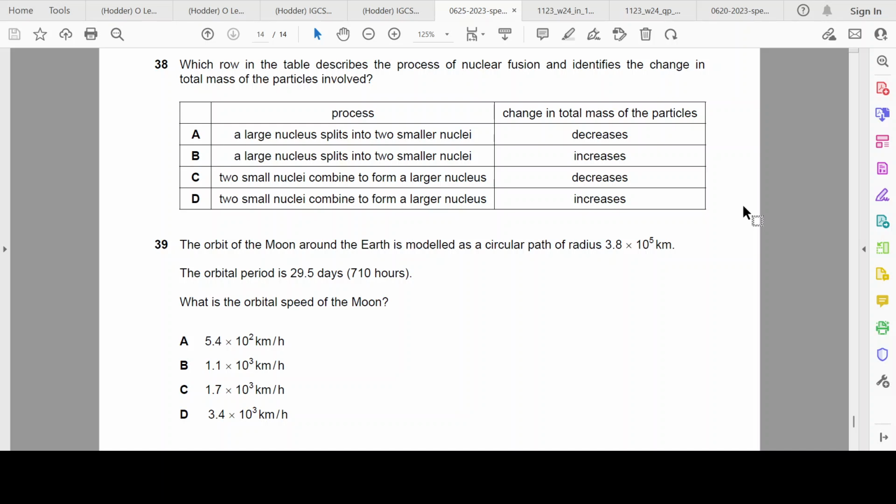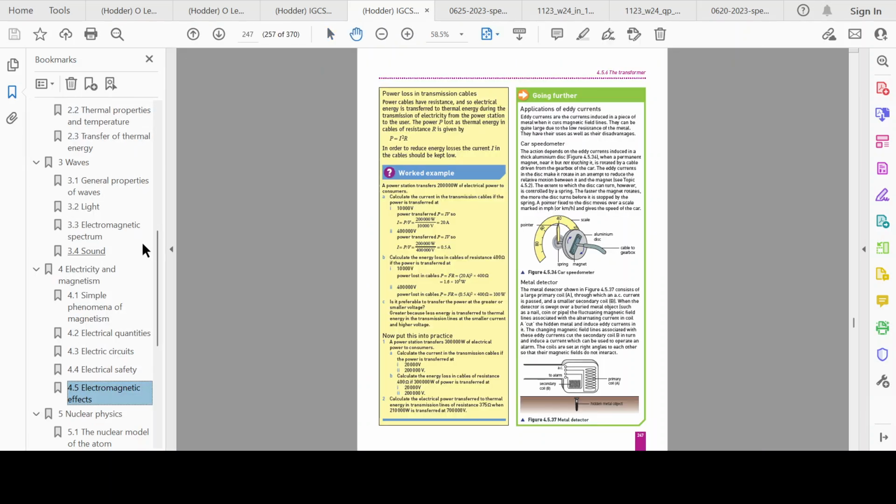Okay, so because it's fusion, we know it's going to be either C or D. Two small nuclei combine to form a large nucleus. So that's fusion. A large nucleus splitting into two smaller nuclei is fission. So we can eliminate A and B just because it says nuclear fusion. Now, whether it's going to decrease or increase, let's take a look at nuclear physics.